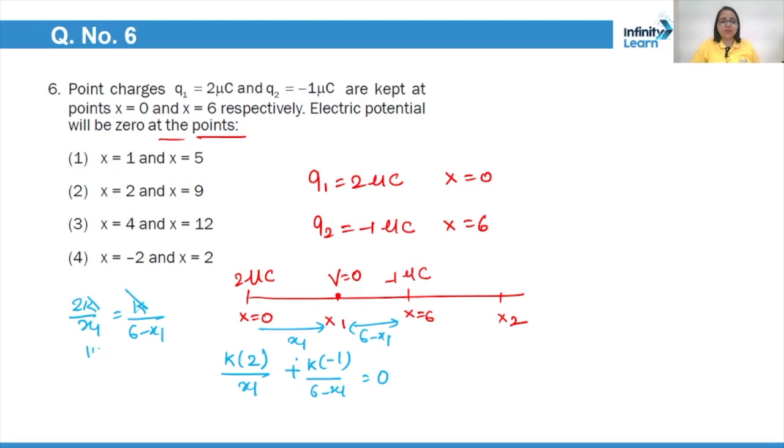K cancels. So we have 12 minus 2x1 is equal to x1. So x1 will be 4. So the first value of x is 4. Now look at the second part.